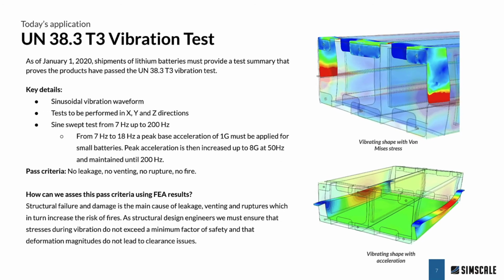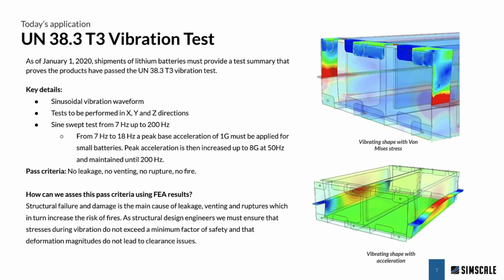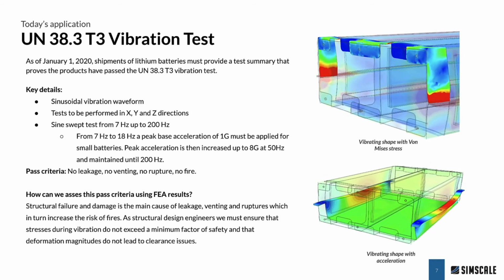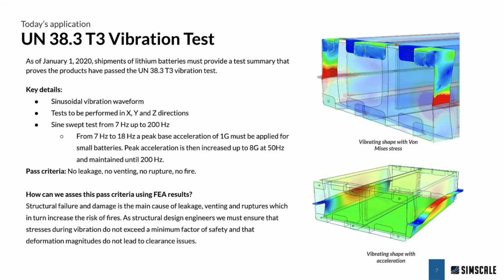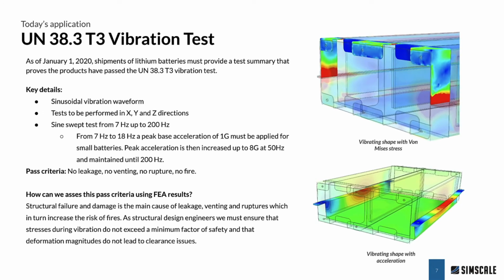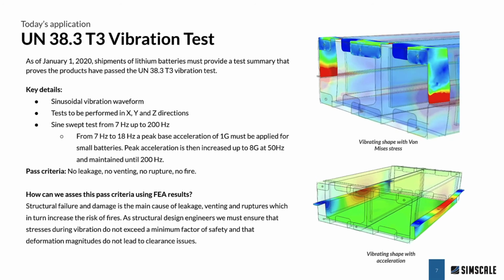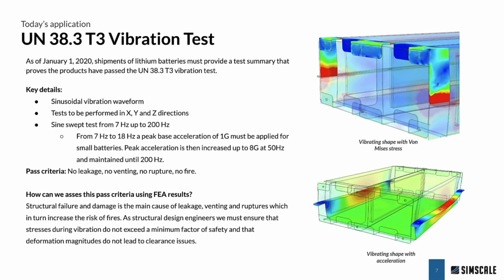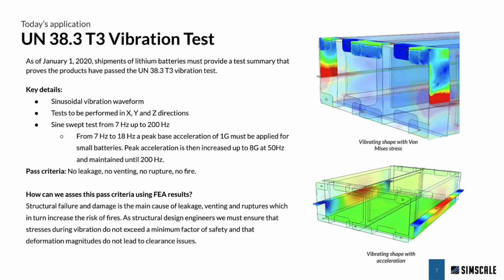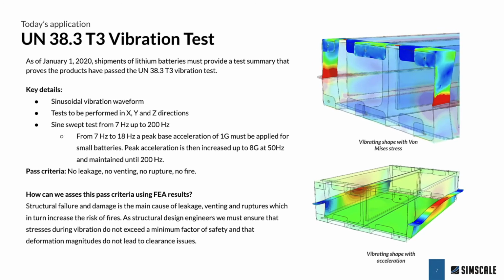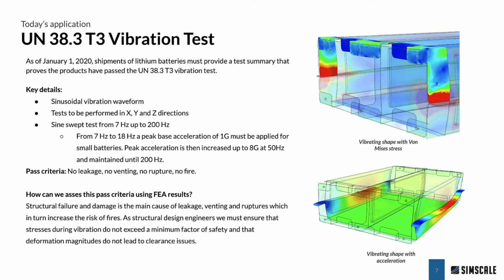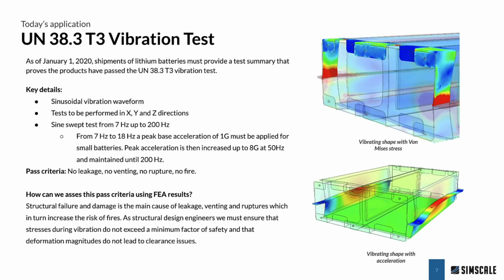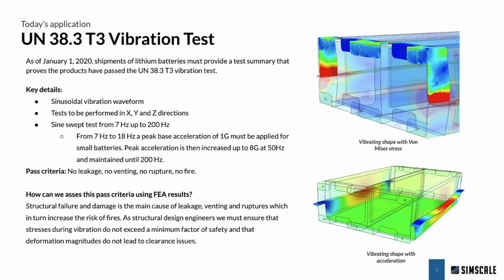The vibration is a sinusoidal waveform with a sweep between 7 Hz and 200 Hz. From 7 Hz, a peak acceleration of 1 g is maintained until 18 Hz is reached. Between 18 Hz and 50 Hz, the acceleration is increased to 8 g, and this is then maintained as the frequency is continuously increased up to 200 Hz. To pass the test, no leakage, venting, rupture, or fire can occur.